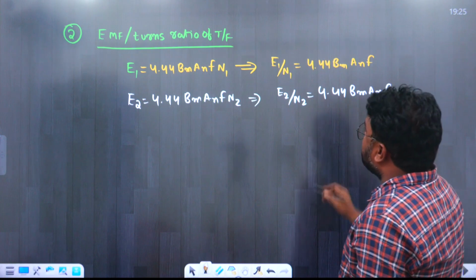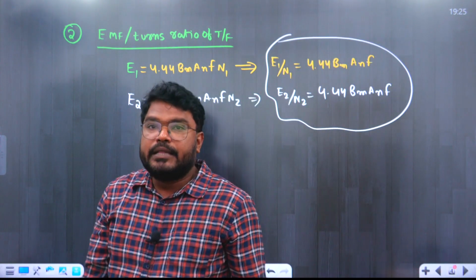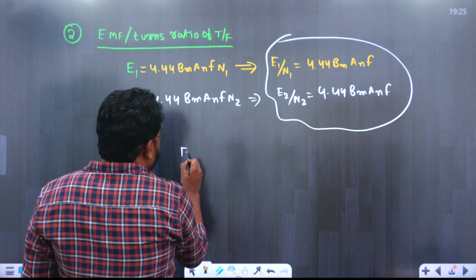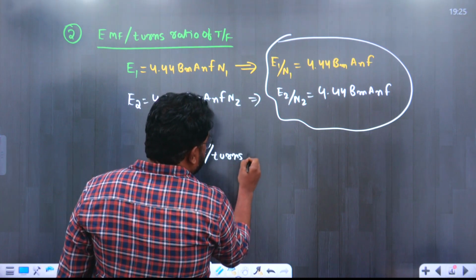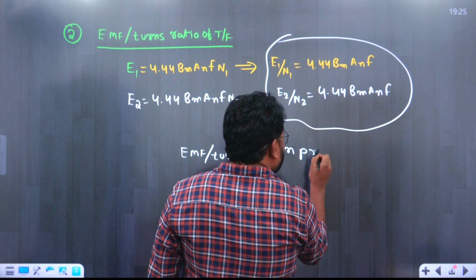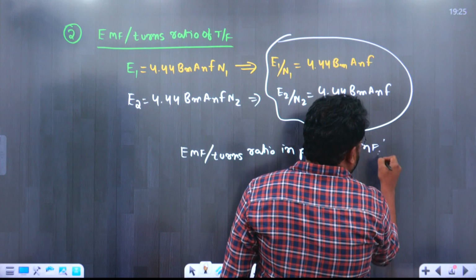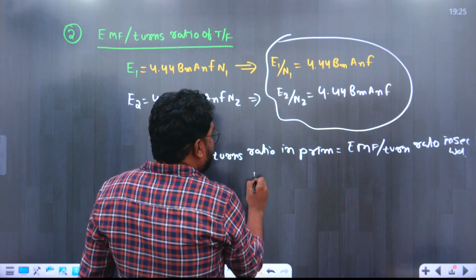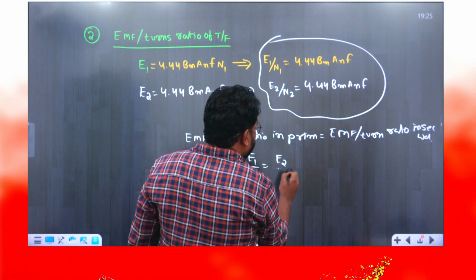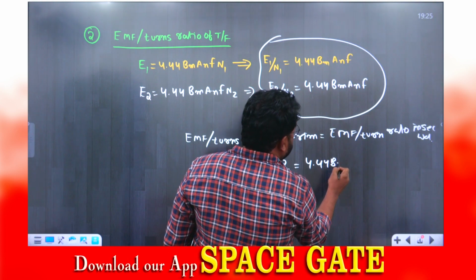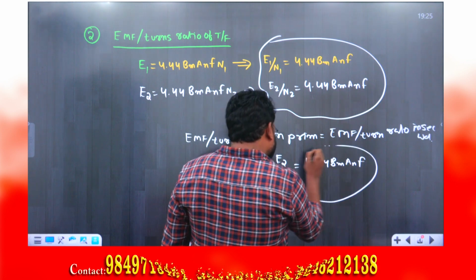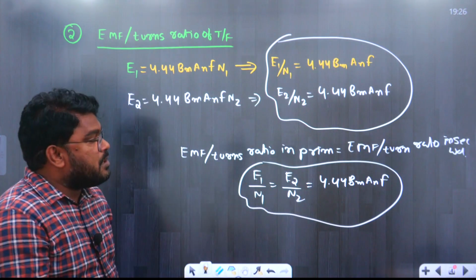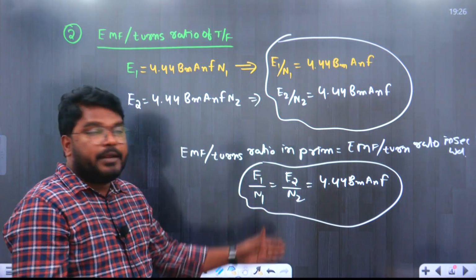So by using these equations, what we conclude is the EMF per turns ratio in the primary winding is equal to the EMF per turns ratio in the secondary winding of the transformer. That means E1 by N1 is equal to E2 by N2, which is equal to 4.44 B maximum A f. So one possibility of the question from this formula: what is the relation between the EMF per turns ratio in the primary winding and secondary winding?